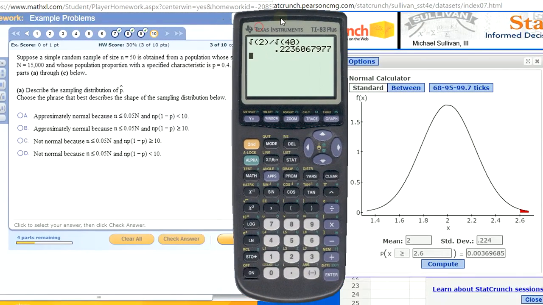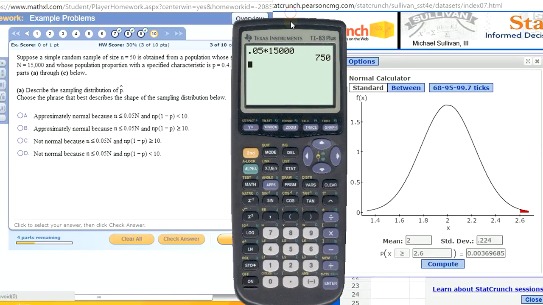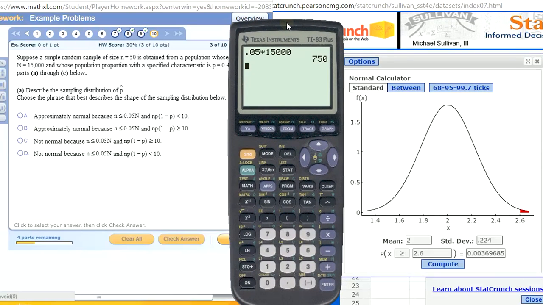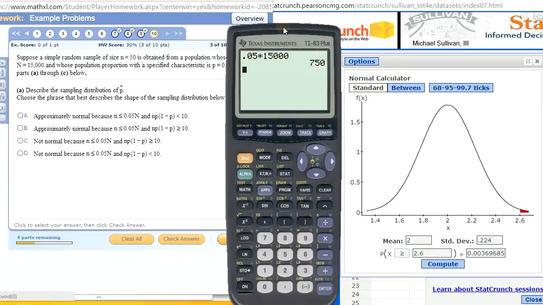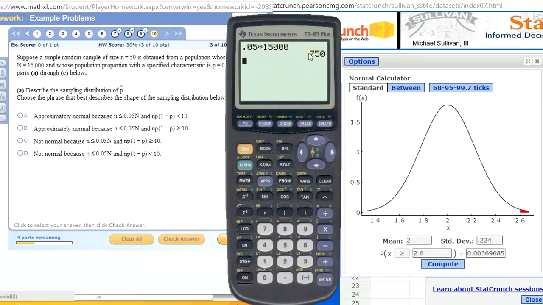Let's bring up our calculator. We want to check first, is 0.05 times the population size, 15,000. If our sample size was bigger than this, that would be a little bit too large to guarantee approximate normality. And if your sample size is too big, then your sample observations stop being independent of each other. But for a sample size less than 750, we don't run into that problem. Certainly a sample size of 50, that's not an issue.